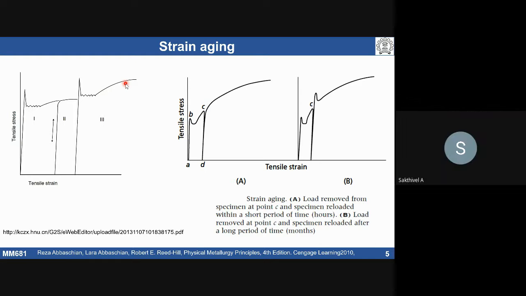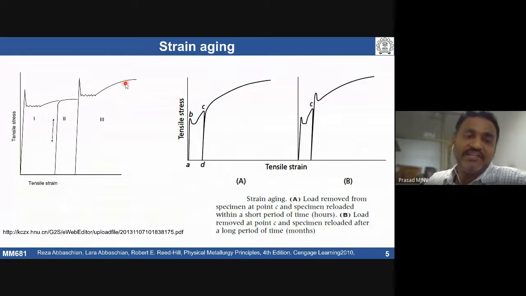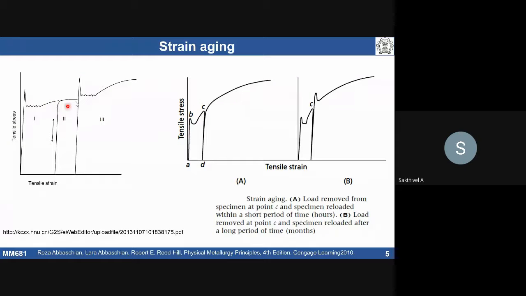Sir, in case number 2, we are not giving enough time for the solute atoms to pin the dislocation. Is this correct, sir? Yes, you are right. That's reloading immediately. Then in the second case also there is a lot of dislocation density, but there is a little bit of increase in yield stress. The same thing will follow.